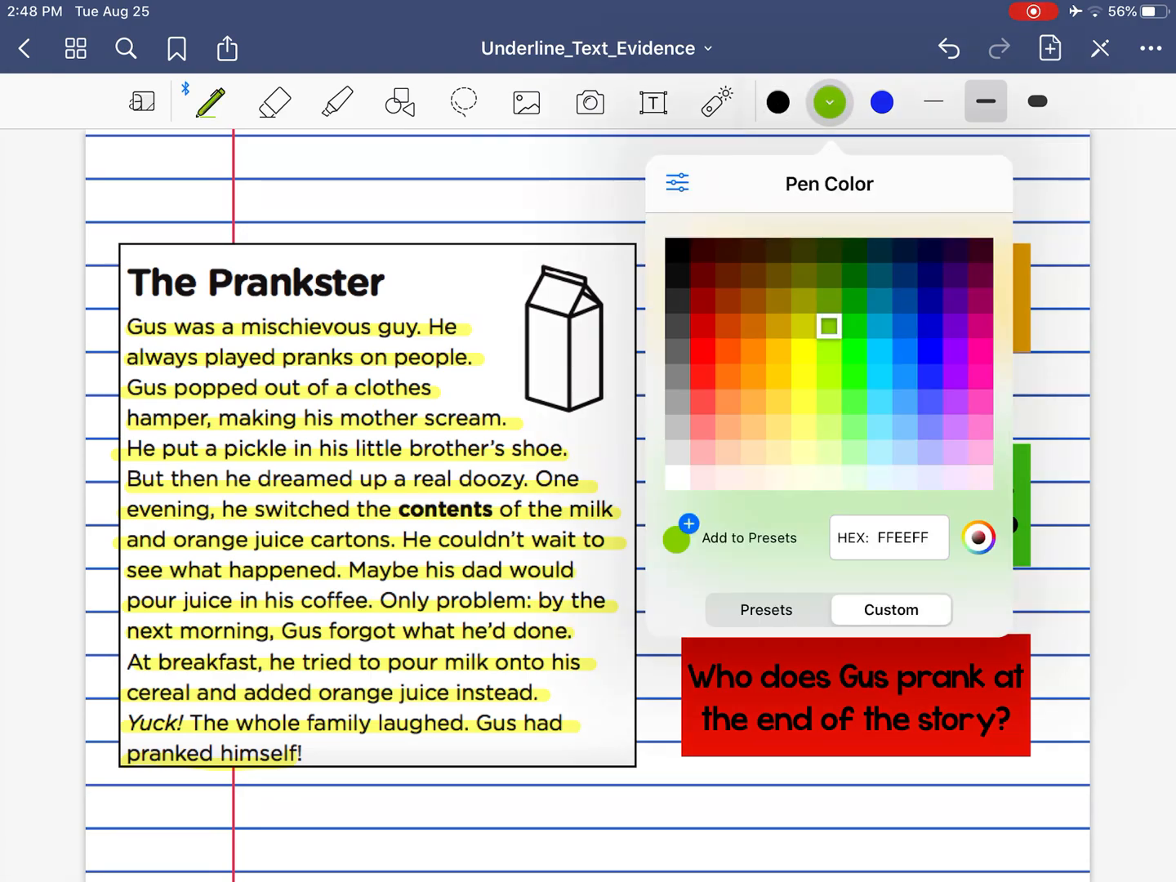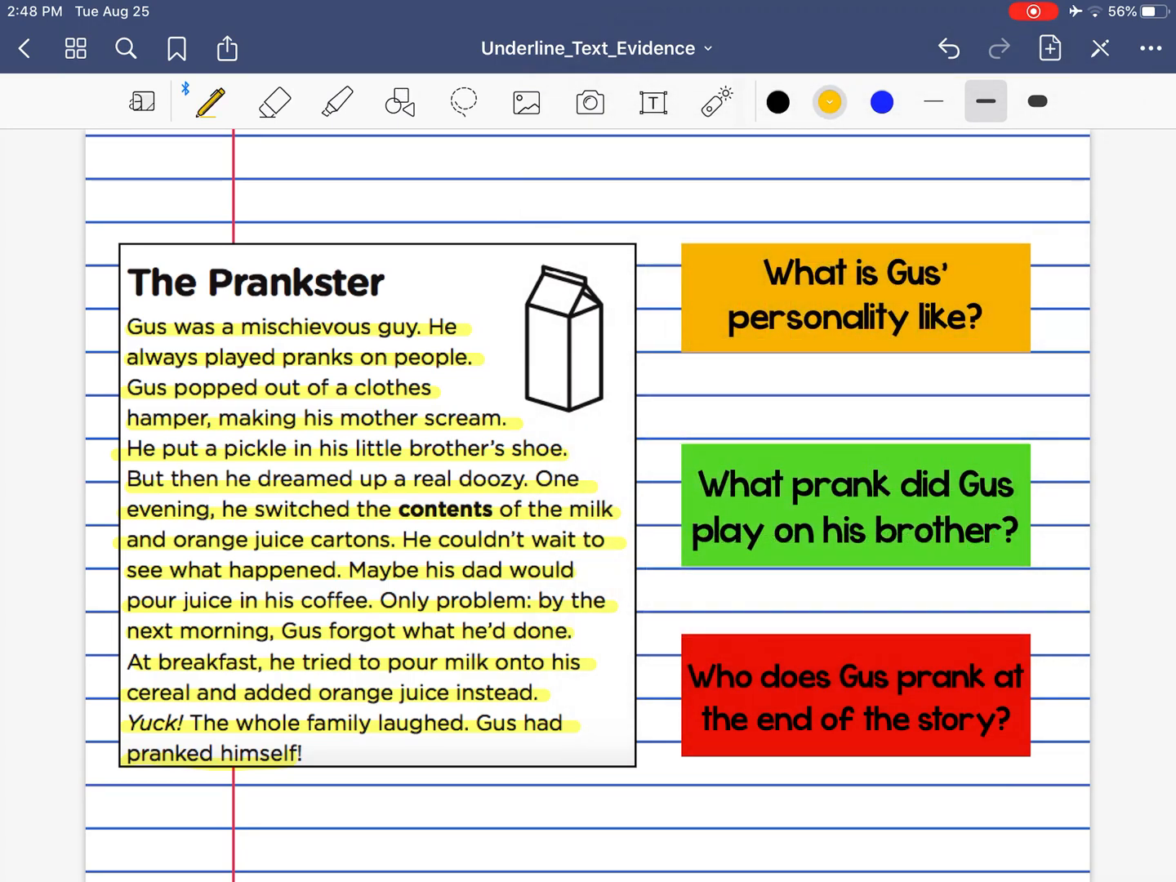Okay, so we've got these written response questions that we would normally answer with RACE. The first one is, what is Gus's personality like? I want you to think about the answer to that question from what I just read. Think about how you would restate the question in your answer if you were writing it for RACE. So what is Gus's personality like? I would say that Gus is a prankster, right? It's the title of our passage, and we know he liked to play pranks on people. So I would say Gus's personality is that he is a prankster. Make sure it's a complete sentence, but that could be your R and A.